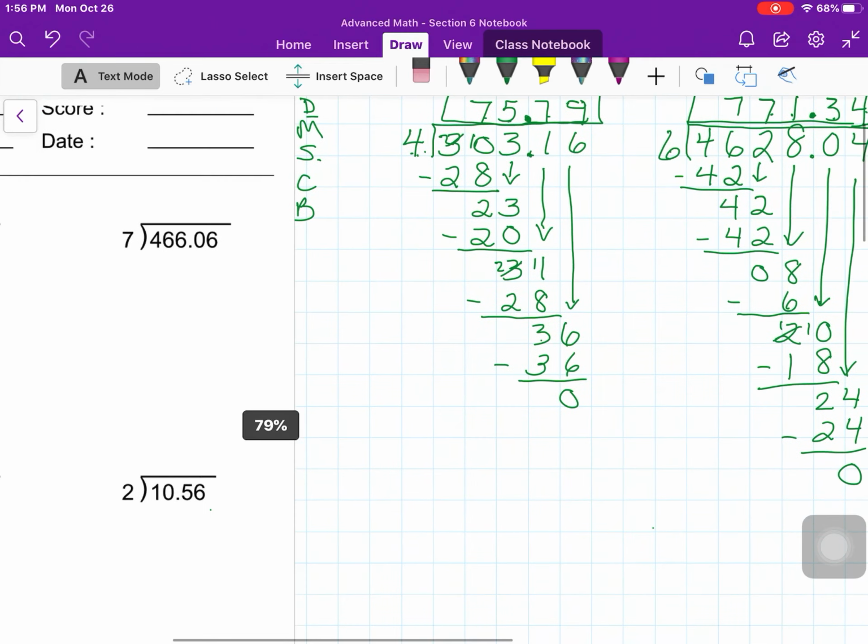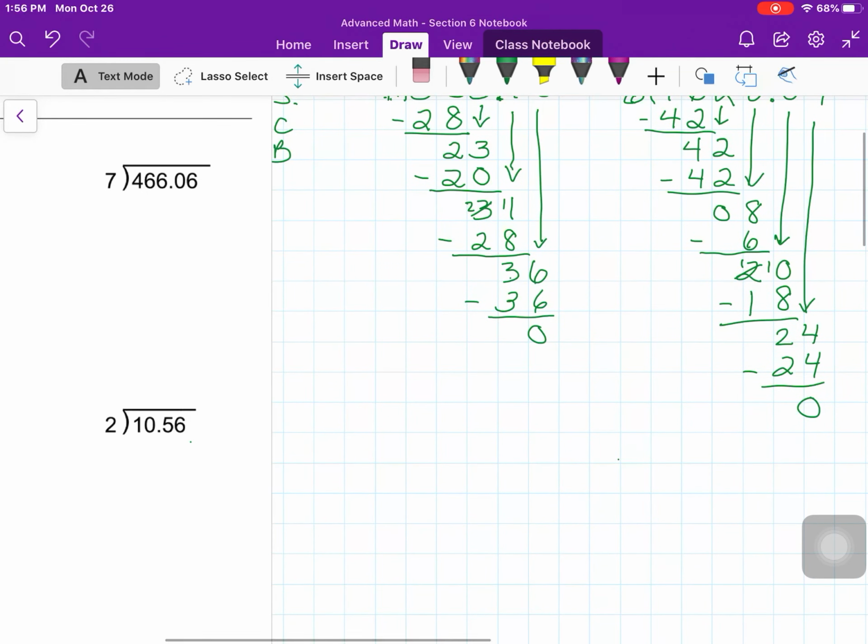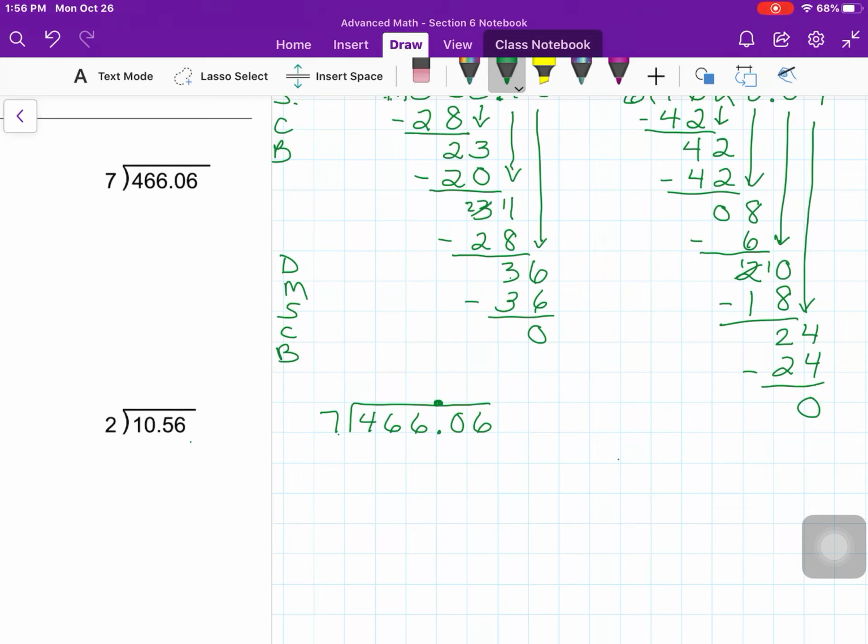Let's try one more here together. Let's rewrite. We've got 7 as our divisor. We've got 466 and 6 hundredths. We're going to put our decimal in our answer, our quotient, right away. And then we get to dividing. So 7, we'll rewrite this. Does McDonald's Serve Cheeseburgers?